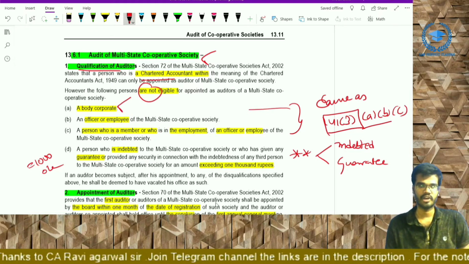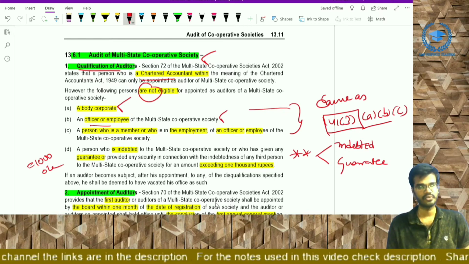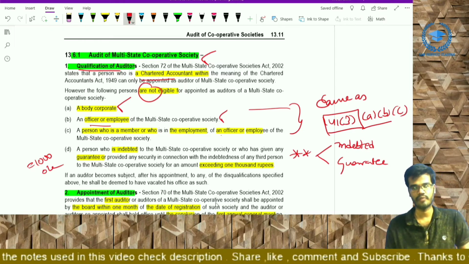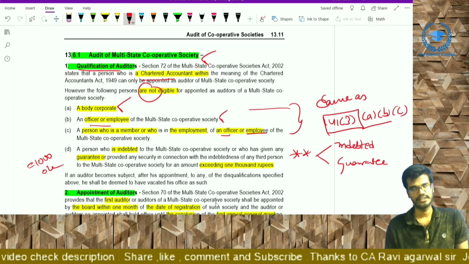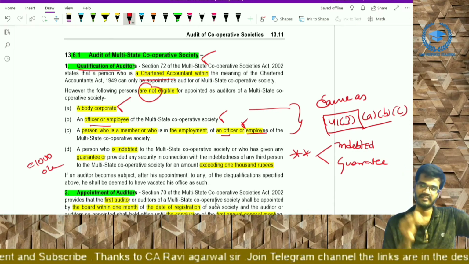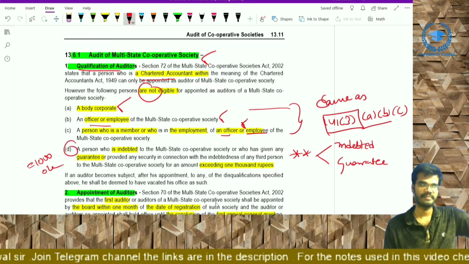The body corporate cannot be the auditor, and the officer or employee of the Multi-State Cooperative Society cannot be the auditor. And a person who is a member or employee of another officer or employee cannot be the auditor of the Multi-State Cooperative Society. These are exactly similar points as in 141 subsection 3 ABC. And the D point is similar, but the amount is different.